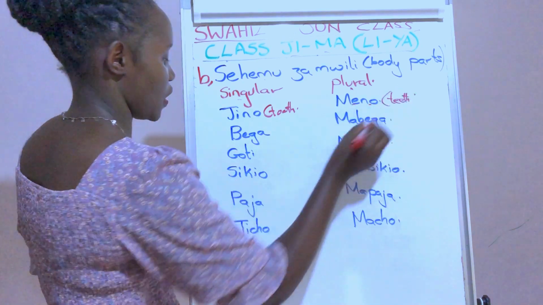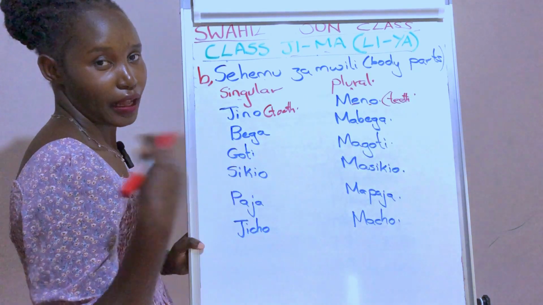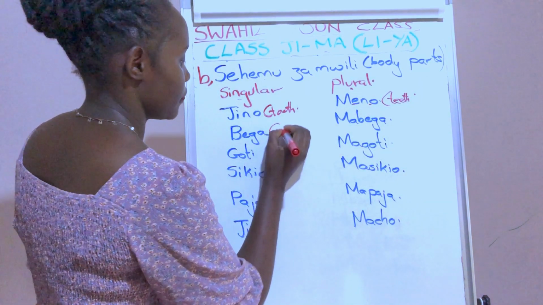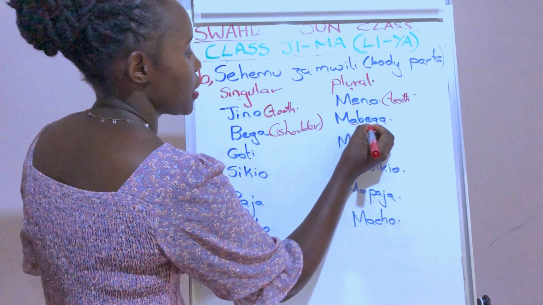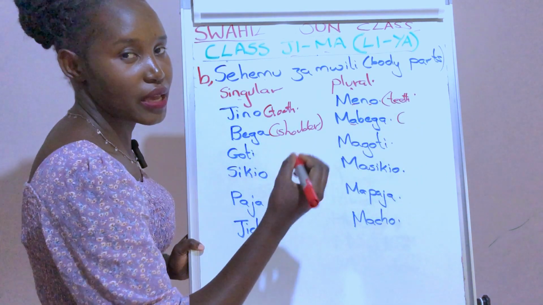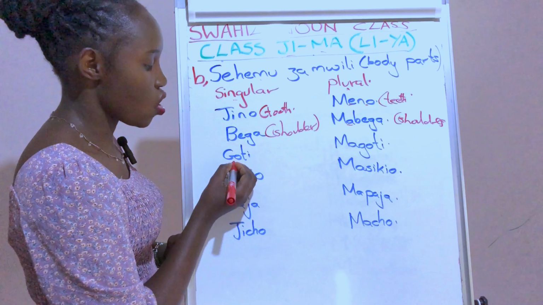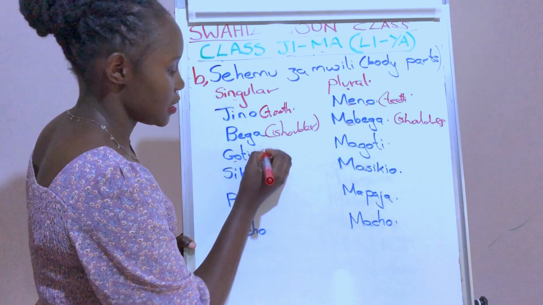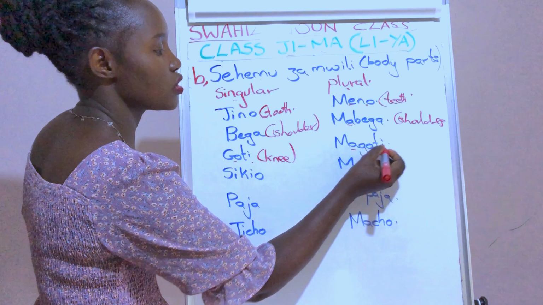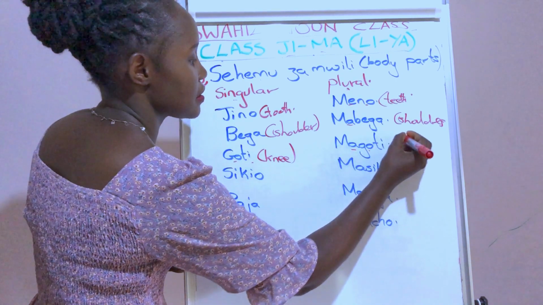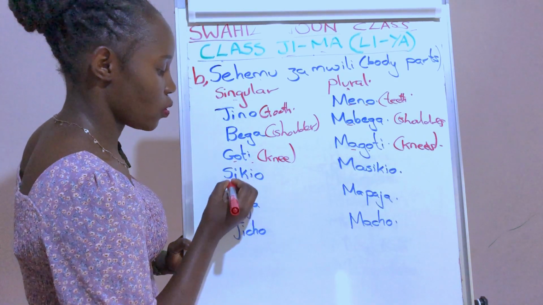Meno for teeth. The next one is bega. Bega. Shoulder. And in plural we say mabega for shoulders. Mabega. We have this one here. Goti. A knee. In plural we say magoti. Magoti. Knees.